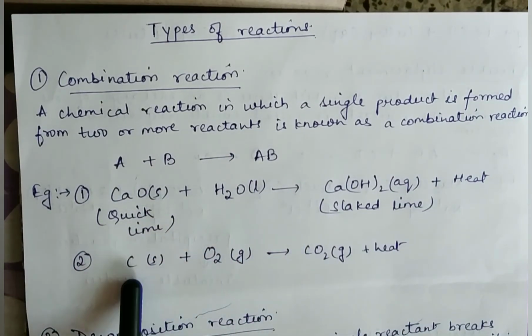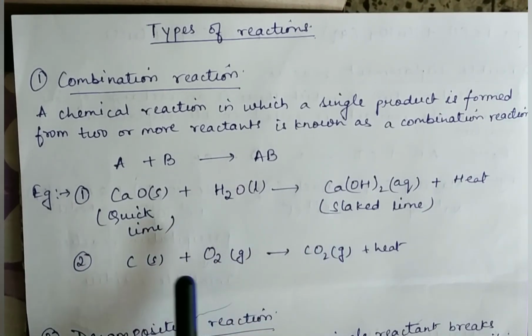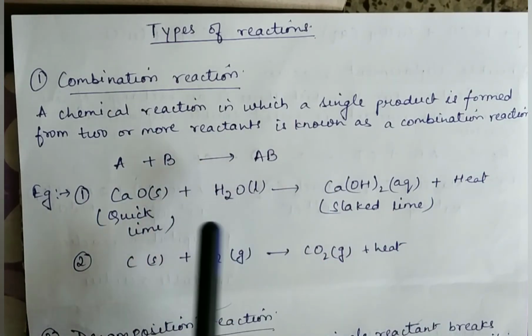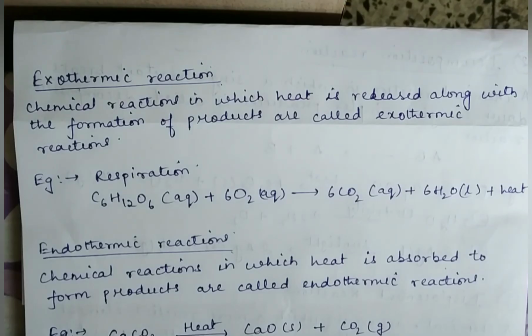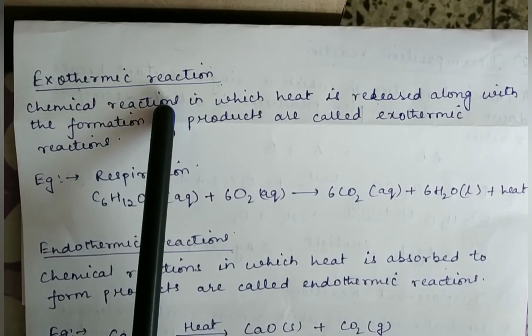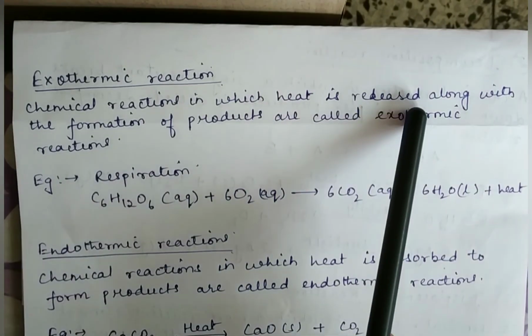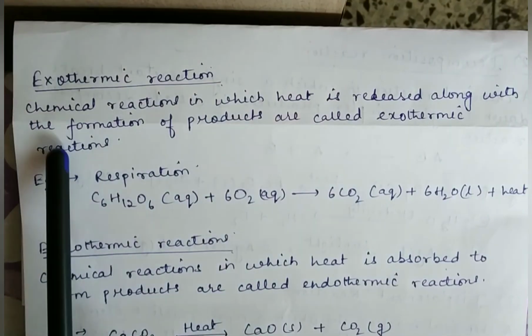Again, in the reaction between carbon and oxygen forming the product carbon dioxide, in this reaction also heat is released. So those reactions in which heat is released along with the formation of products are known as exothermic reactions. An exothermic reaction is defined as a chemical reaction in which heat is released along with the formation of products.